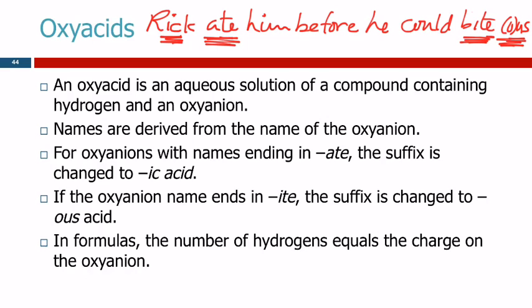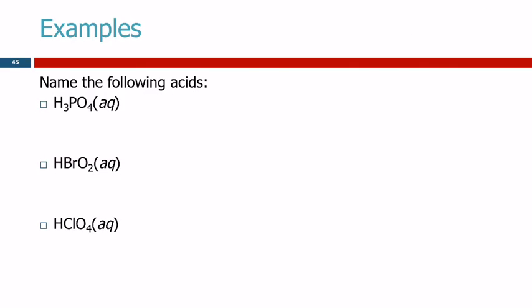And then when we're writing a formula, the number of hydrogens in the formula is going to be equal to the charge on the oxyanion. So let's do some examples, because just giving you instructions, those never mean much. So name these guys. Now, what these have in common is they all start with H, and they all have aq after them. If it has aq after it, you really should name it as an acid.